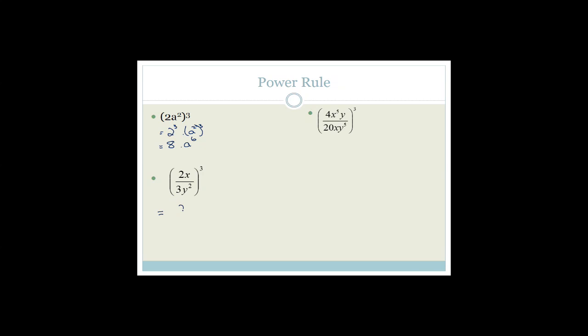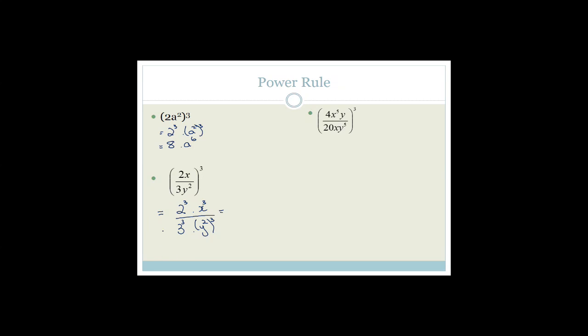We're going to say 2 to the power of 3, x to the power of 3, all over 3 to the power of 3, times y squared to the power of 3. Okay, which becomes what? Now normally, grade 11s, I would keep writing down with the equal signs underneath.